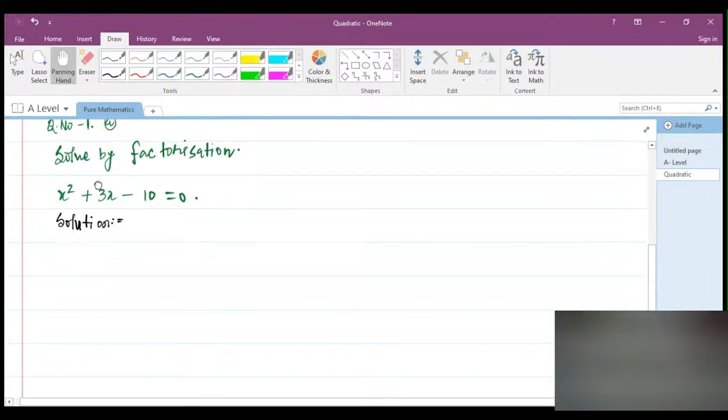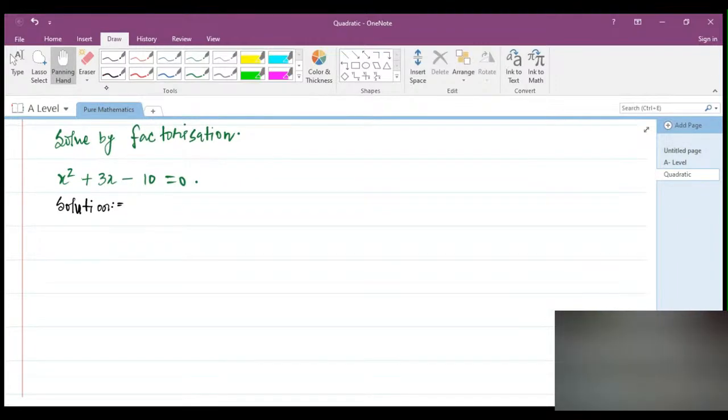Here we break the middle term 3x in such a way that the multiplication will be minus 10 and the addition or subtraction will be 3. So here it will be x squared plus 5x minus 2x minus 10 equal to 0. Observe, there is no problem to understand up to this step.